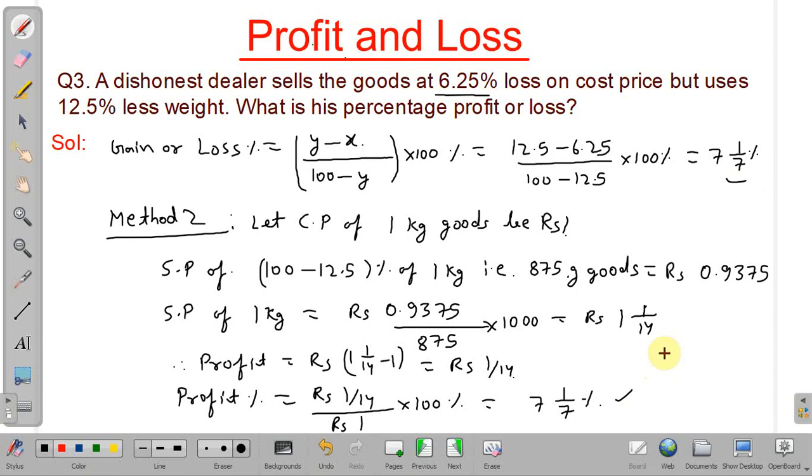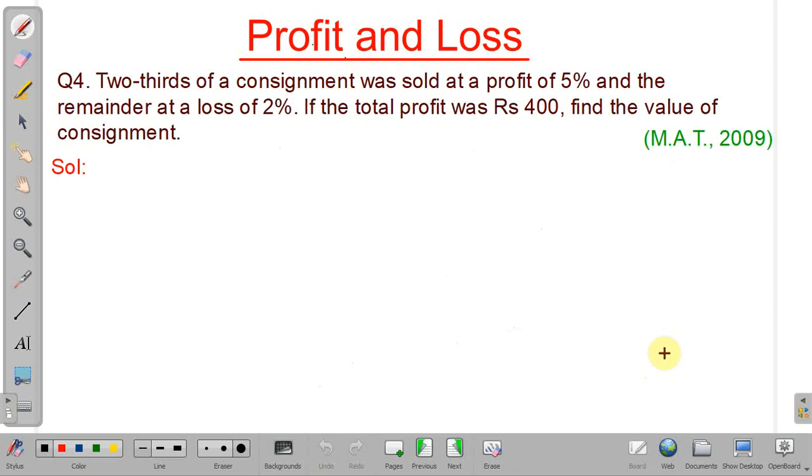Okay, so next problem is: two-thirds of a consignment was sold at 5% profit. So someone is selling two-thirds of his goods at 5% profit and the remainder at 2% loss, that is one-third of his goods at 2% loss. And it is given that total profit was rupees 400 and we have to find the value of consignment. So how we can solve this?